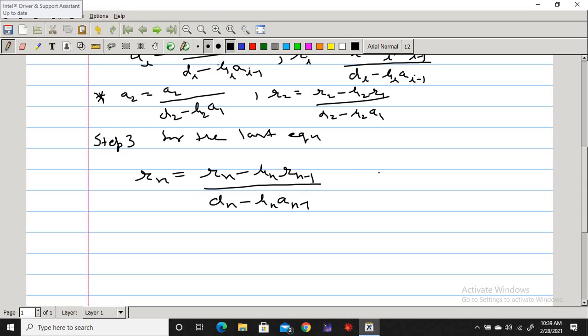So as per our 3 cross 3 matrix, this is going to be R3, and this is going to be R2 minus B2 R2, which we have calculated in step 2, upon D3 minus B3 A2. A2 also we have calculated in step 2. And the last step says that our unknown xn is going to be Rn.